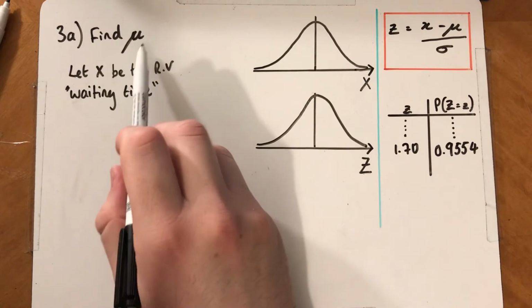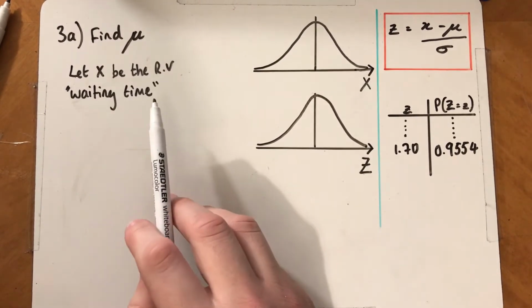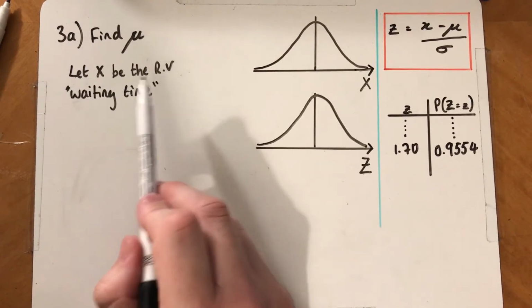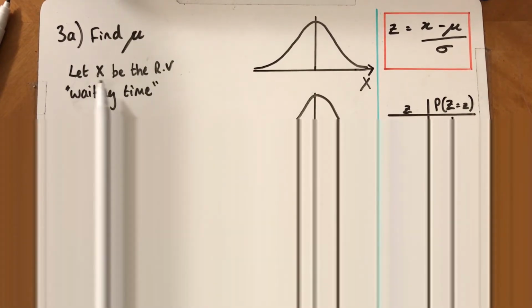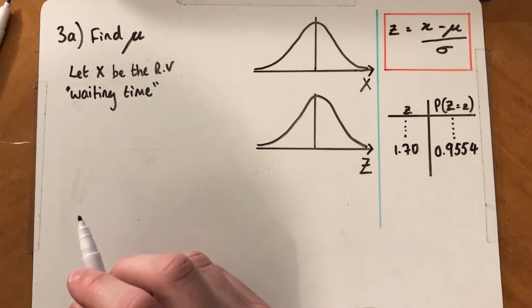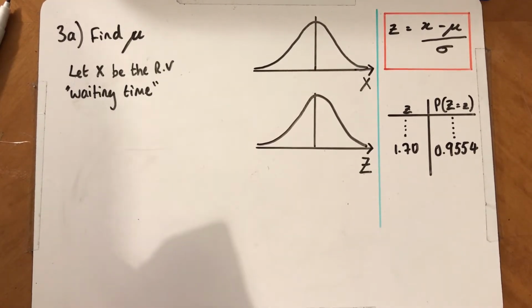Mu is the letter we usually assign to mean in statistics. So the first thing I'm going to do is define my random variable. I'm just going to write a little statement here, and I'm going to say let x be the RV waiting time. RV stands for random variable. So I've stated that x is the random variable. And I'd recommend you do this also for hypothesis tests and questions as well. It's very important to state what your random variable is.